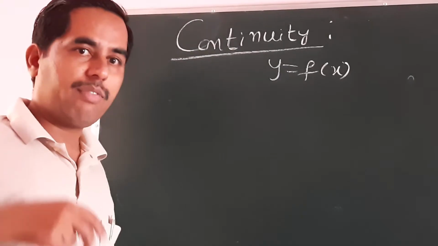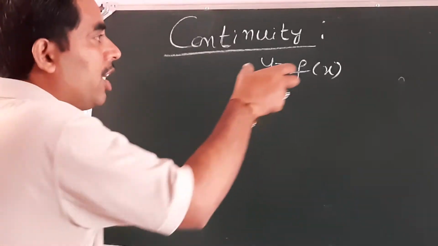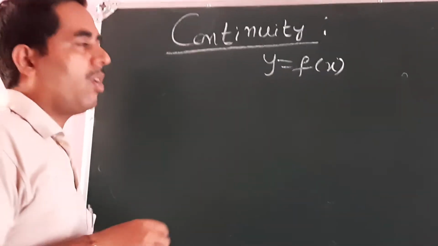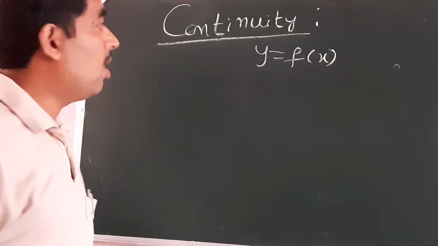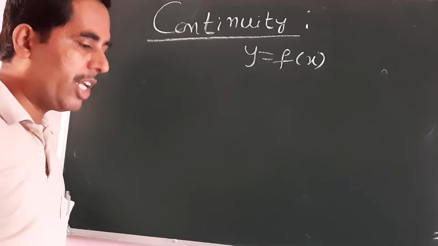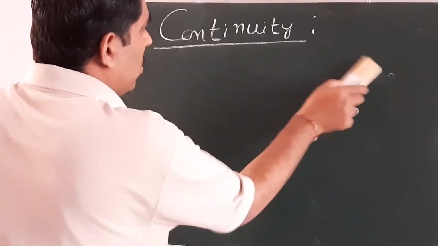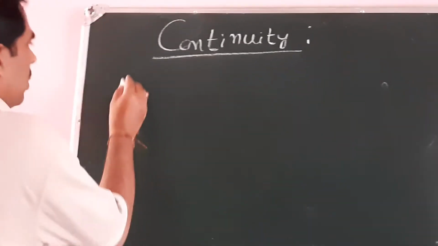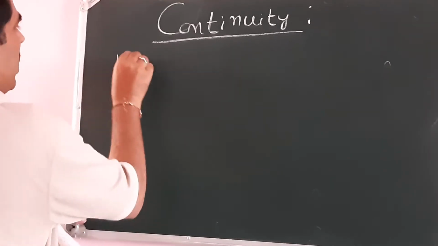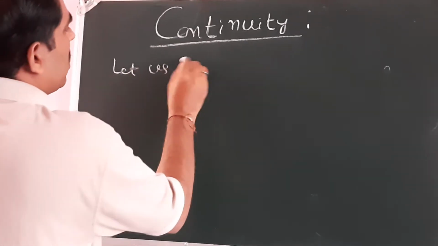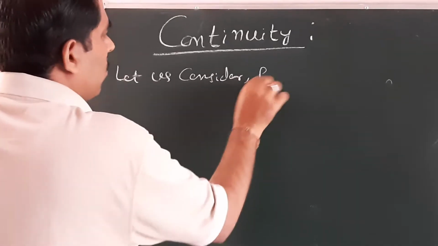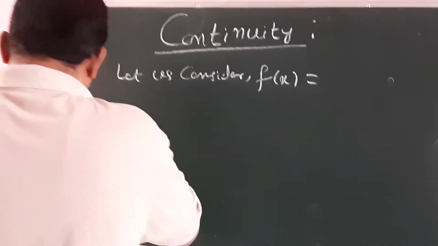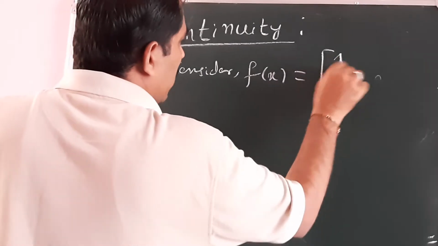Continuity of a function. The opposite word for this is discontinuity, or discontinuous, we say. So let us understand this continuity of a function. Let us consider one example here. Let us define one function here.